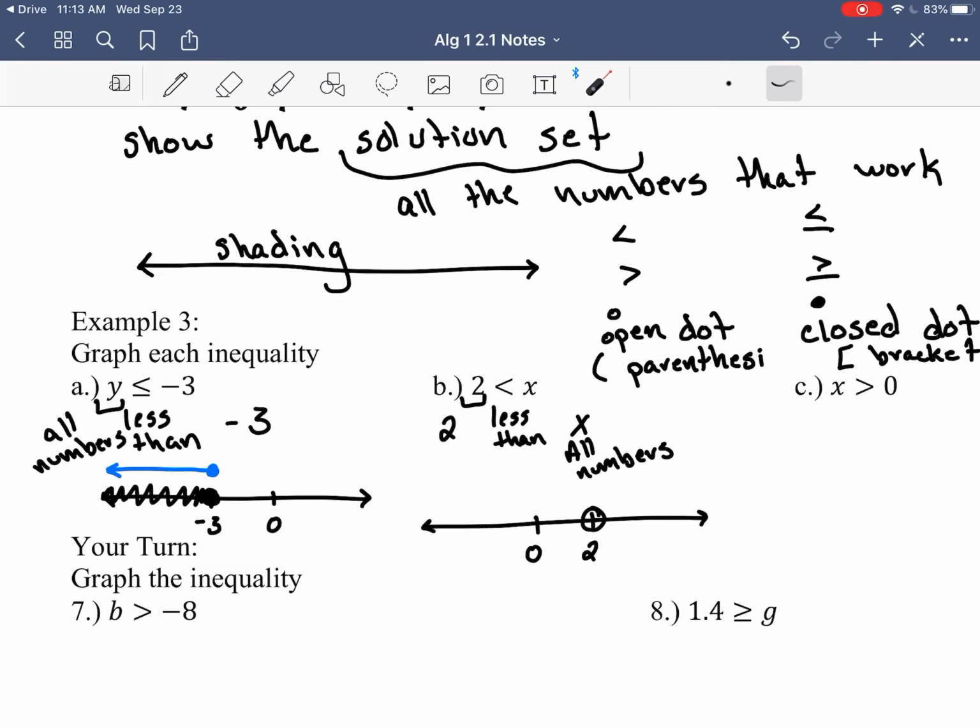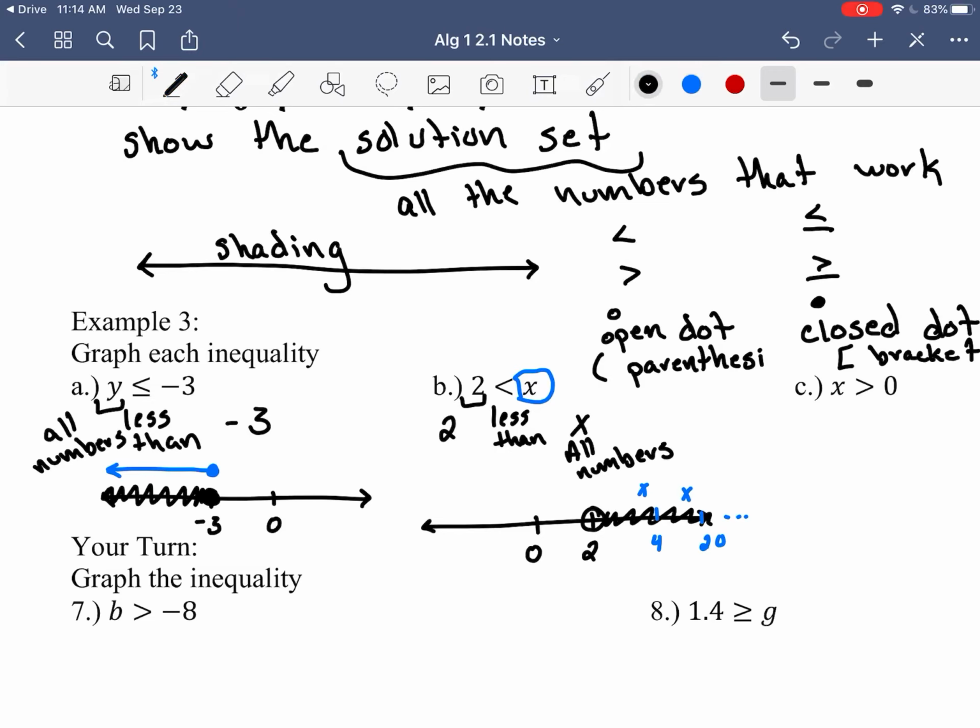Well, if I shade this direction, 2 would be bigger than all of those numbers. I want 2 to be less than all the numbers that I shade. So that tells me that I need to shade this direction. So 2 is less than all x. So this tells me that this x could be any number up here. So x could be 4, x could be 20, x could be any number up here, and 2 will be less than that number.